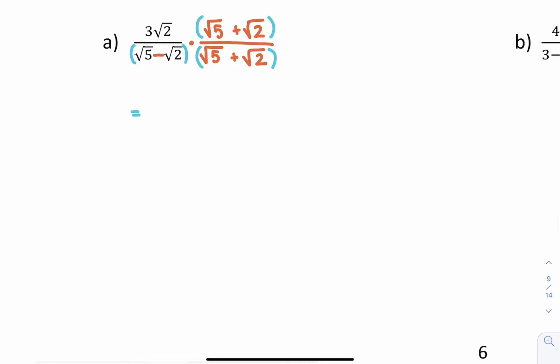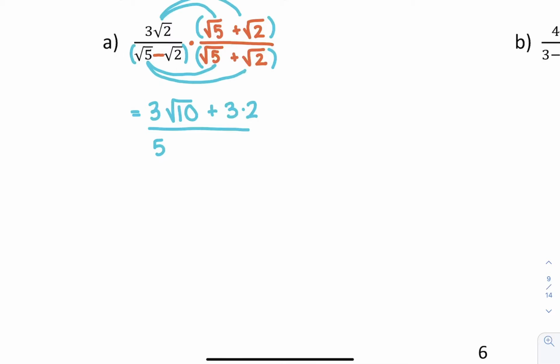So 3 square root of 2 times square root of 5. Remember, the numbers stay on the outside and the insides can multiply. 3 square root of 2 times square root of 2. 3 times square root of 2 times square root of 2 is just 3 times 2. In the bottom, we have to FOIL it out. So square root of 5 times square root of 5 is 5. Now, square root of 5 times square root of 2 is plus square root of 10. Negative square root of 2 times square root of 5 is negative square root of 10. And negative square root of 2 times square root of 2 is negative 2.